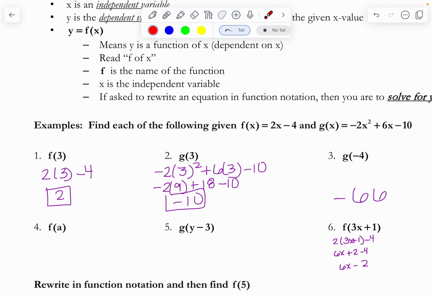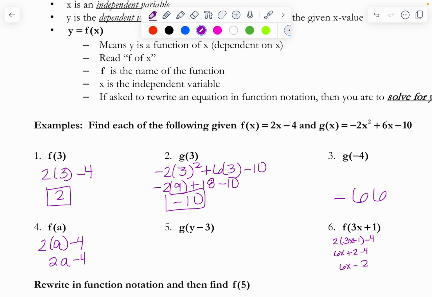Now, the next one says, instead of doing a number, we're going to substitute an a for x in f of x. So wherever I see an x, I'm going to plug in an a. So this just becomes 2 times a minus 4. So it's 2a minus 4.